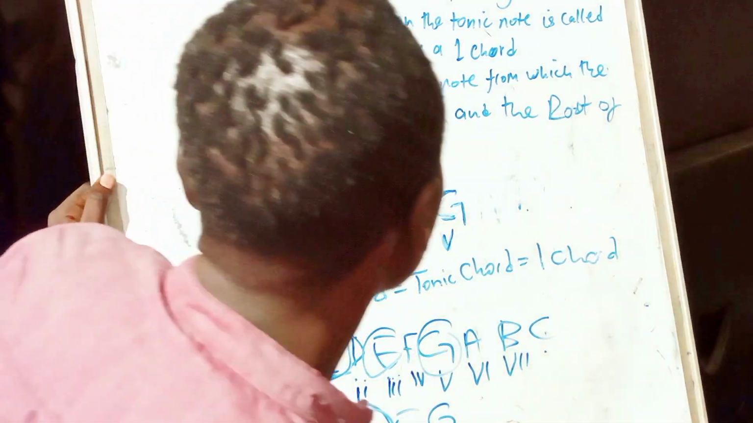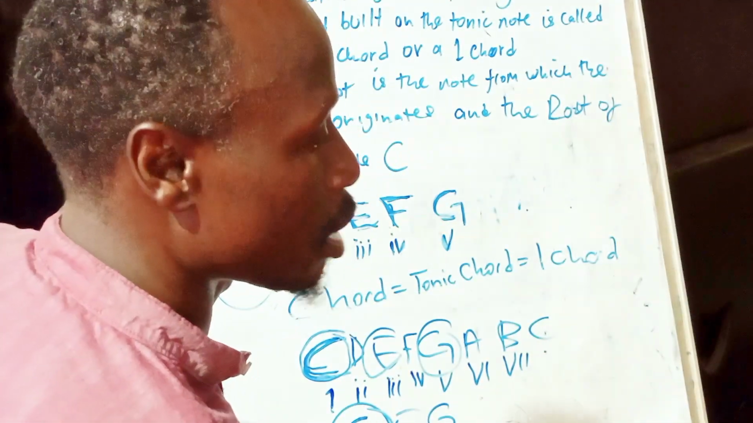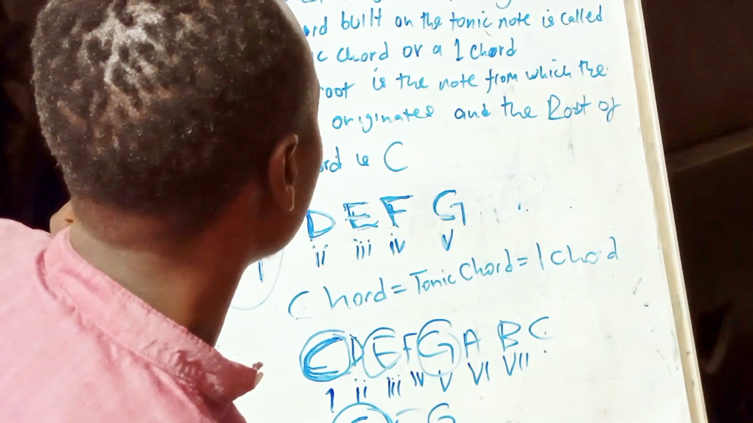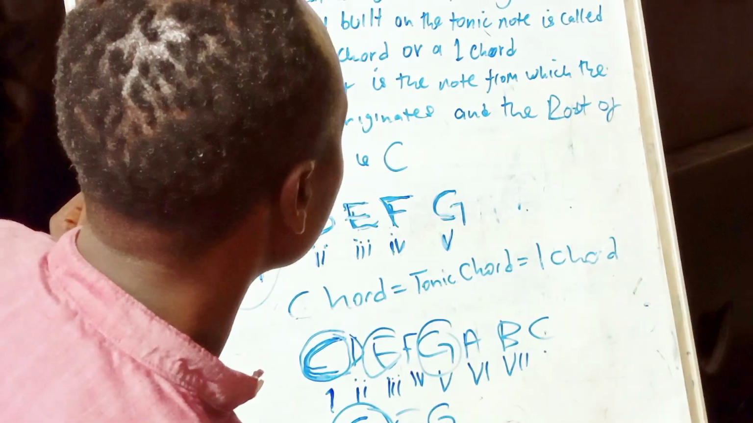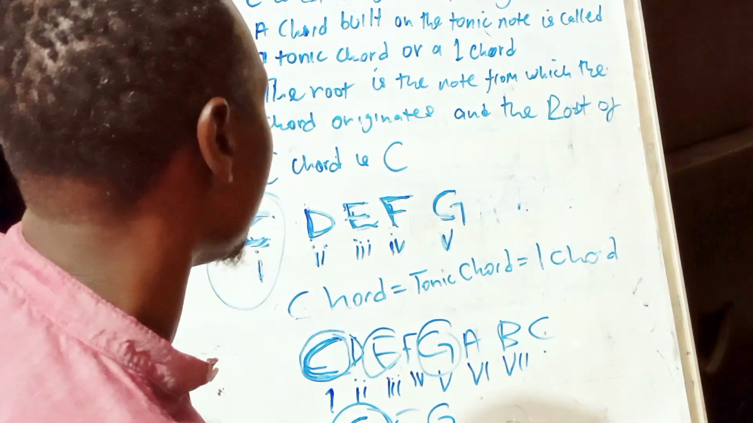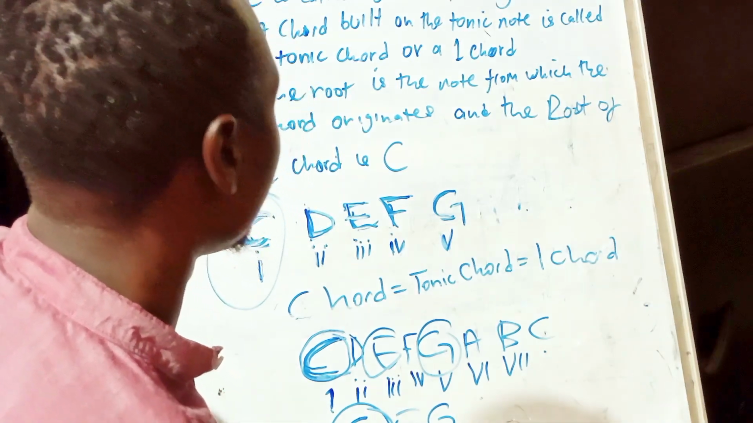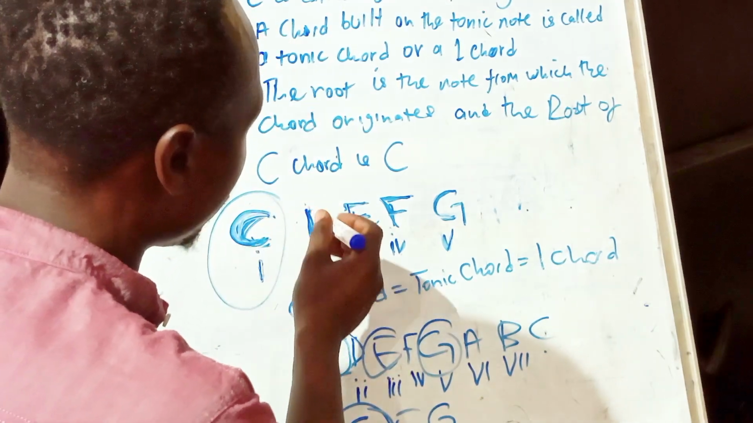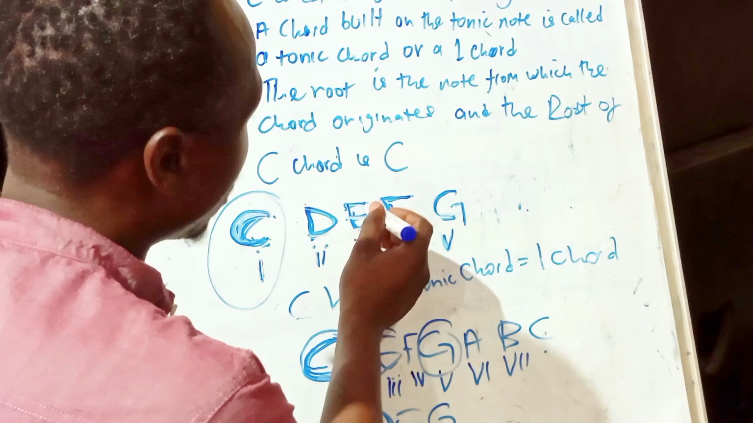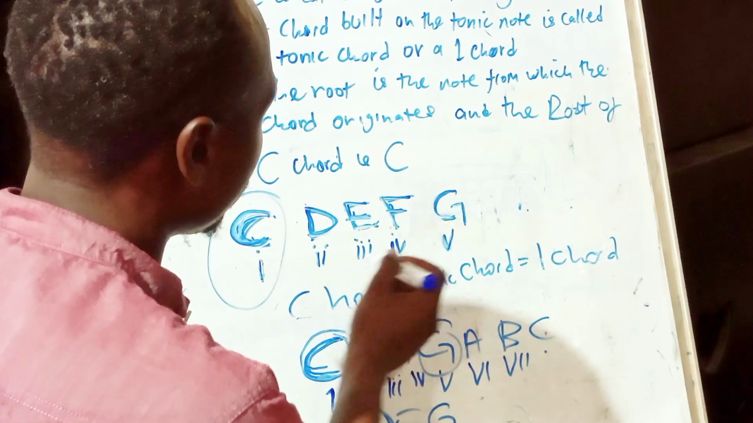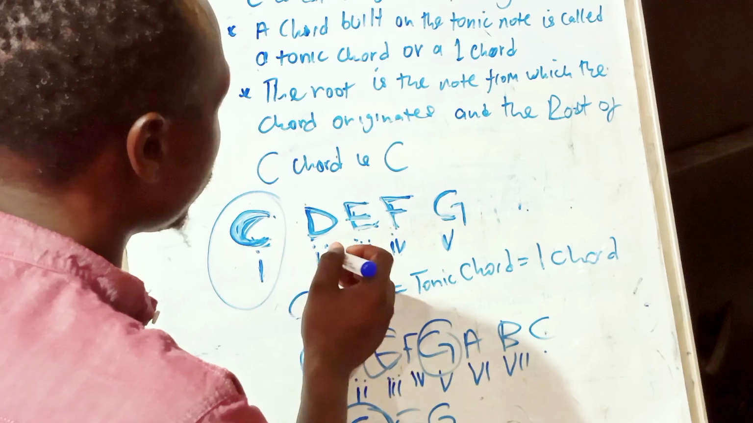Okay. We'll understand more when we start to talk about inversions of these chords. Okay. So the root is the note from which the chord originates, and the root of C is C. Okay. So make sure you remember this when we begin to learn how to form chords from the major scale. We'll use these Roman numerals more.